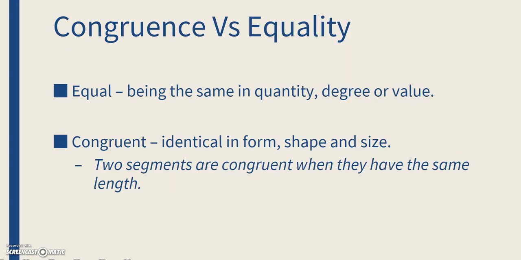Alright, so congruence versus equality. Equals being the same in quantity, degree, or value. So like 4 equals 4. It's the same exact number. Okay? Congruence is identical in form, shape, or size. So if we say that 2 segments are congruent, that means they have the same length.